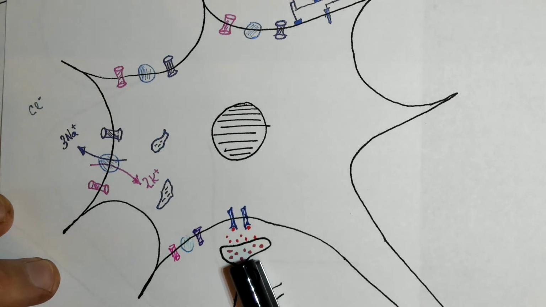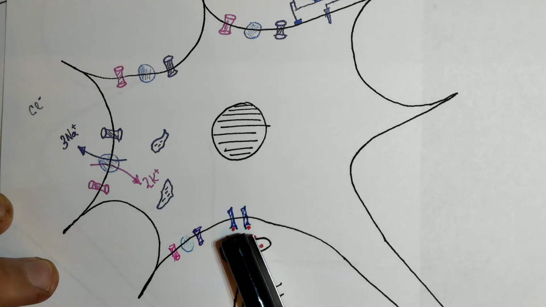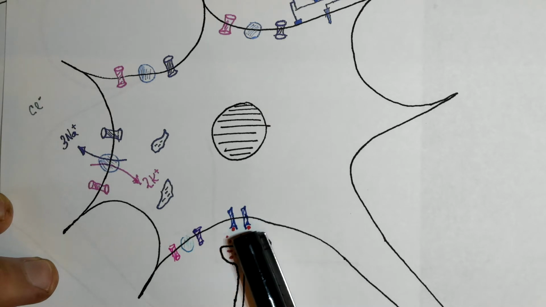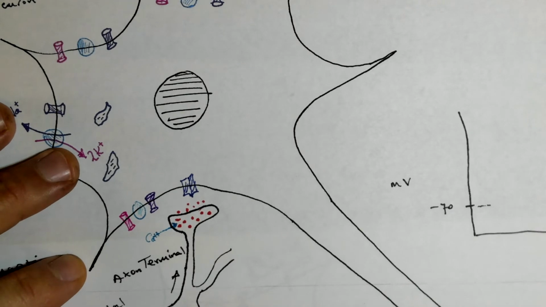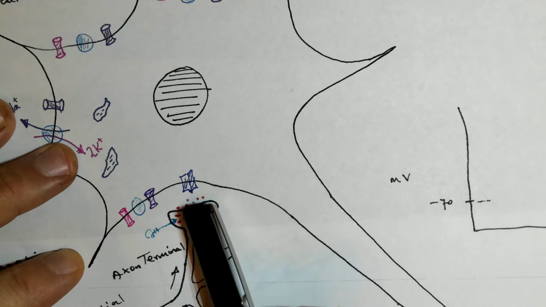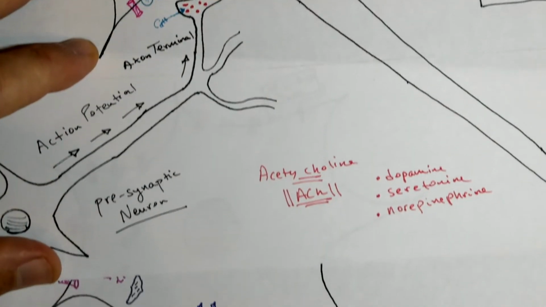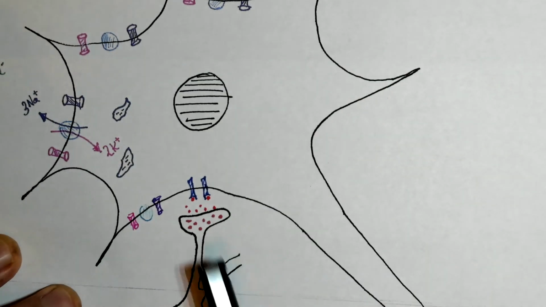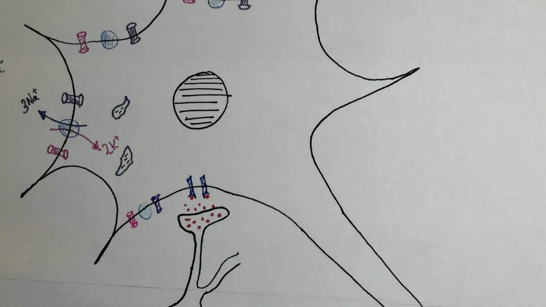this neurotransmitter starts to diffuse and eventually finds that ligand-gated channel right there. And you can see how those red dots are now attached to that blue channel, opening it up, right? Versus the closed position, right? Closed position, no red neurotransmitters attached. Open position, the red neurotransmitters attach and open it up.